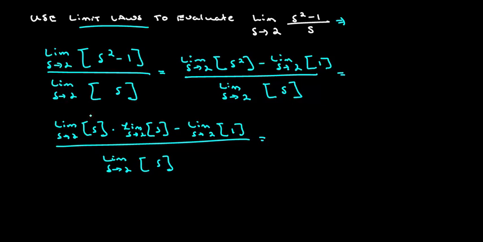So this right here, since this is an identity function, we can just evaluate it at this point. So this is going to be 2, that's what this guy is, times 2, minus, this is a constant, so minus 1, over 2, which is going to give me 4 minus 1 over 2, or 3 halves.